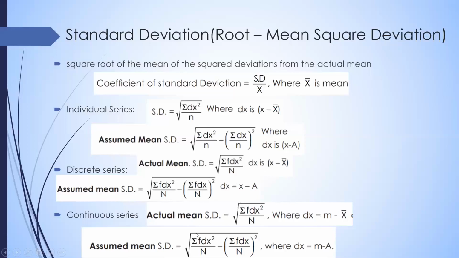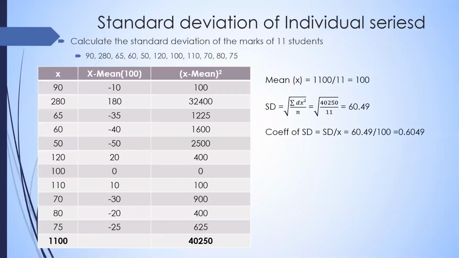In the case of continuous series, it is the same, except that the deviation is taken from m, which is the midpoint of the class interval under consideration. In the case of standard deviation, you have the x values, you calculate the mean value, take the deviation from the mean value, square it, sum it up, and substitute the values in the equation as the square root of sigma dx squared by n, which gives you a standard deviation of 60.49, and the coefficient of standard deviation as the standard deviation divided by x bar, that is 60.49 by 100.